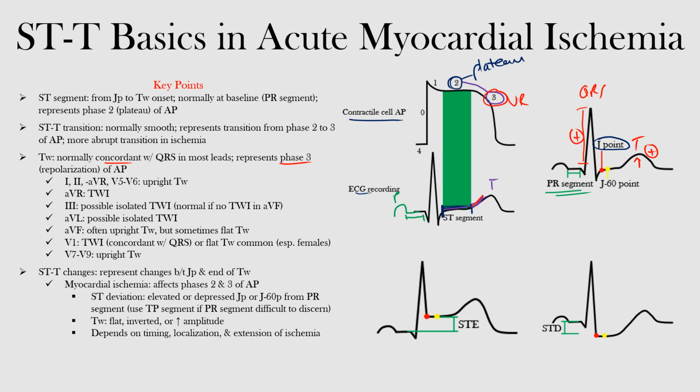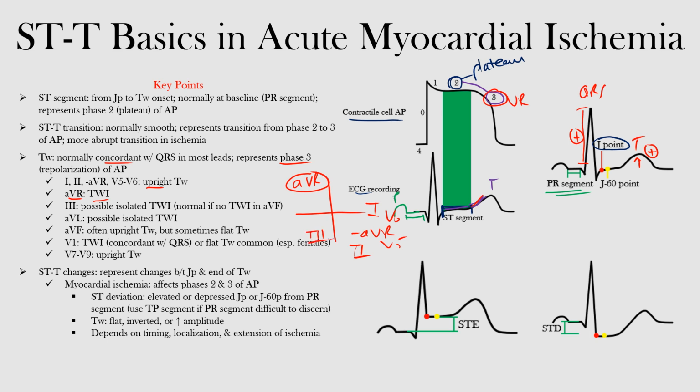And now we have a list of leads here, 1 to negative aVR. So negative aVR, if you had aVR here, negative aVR would mean this one here. And then we're saying leads 1, 2, V5, and V6. So all these leads should have an upright T wave. And obviously if negative aVR has an upright T wave, aVR, which is right here, as it moves away from that lead, should have an inverted T wave in that lead. In lead 3, you can possibly have an isolated T wave inversion. And this is normal if there's no T wave inversion in lead aVF.